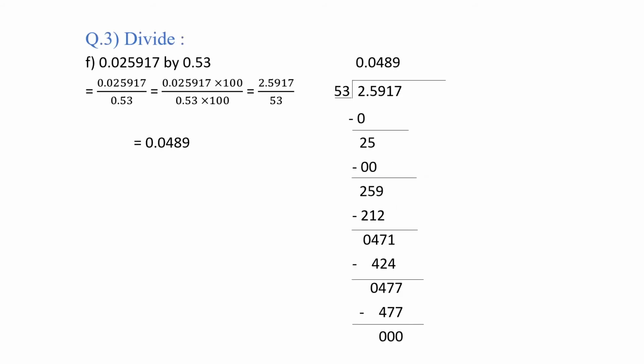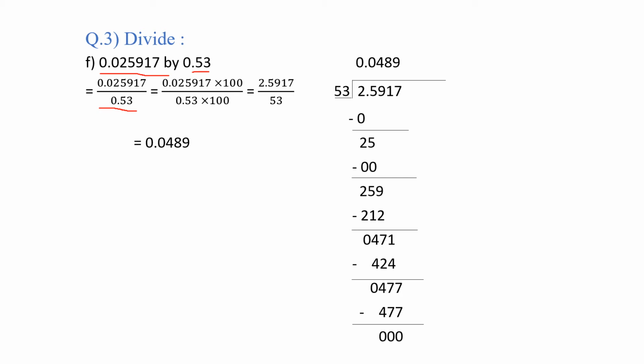Okay, now we'll see question number 3. Divide. In that, part one, 0.025917 by 0.53. So we can write in the form of fraction also, as I have written over here. You can check it out here, right?